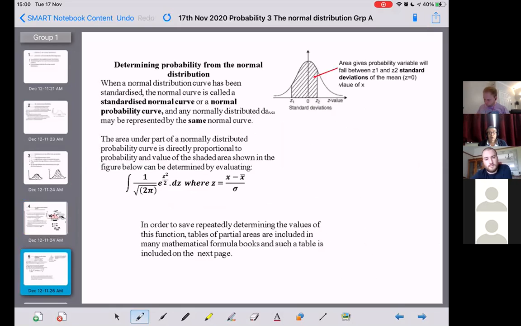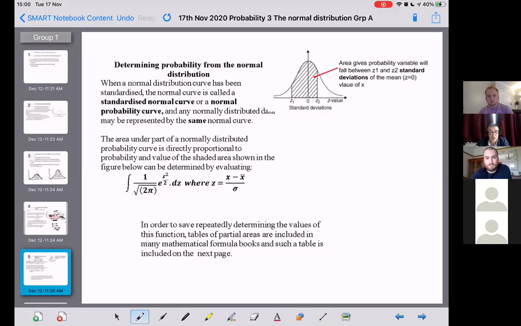Good. Right, so determining the probability from that normal distribution. If we look at the diagram on the right, we've got a Z1 that's below the mean and a Z2 that's above the mean. And that area is indicating between Z1 and Z2 standard deviations of the mean. So that area would give you the probability or the number of data items that would fall between the Z1 and the Z2 values.